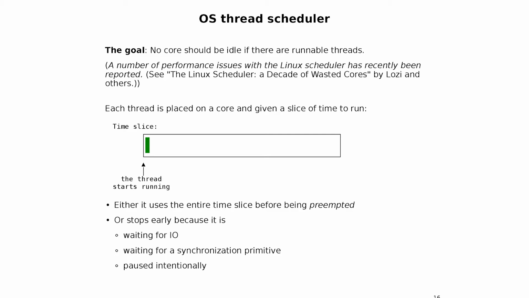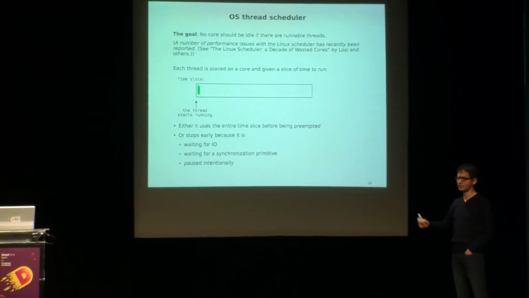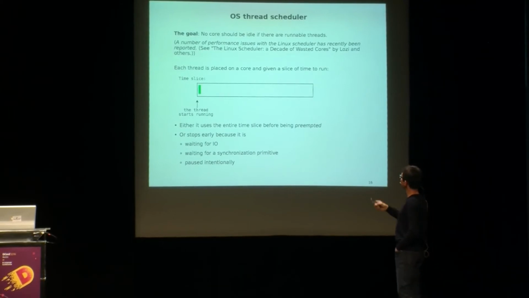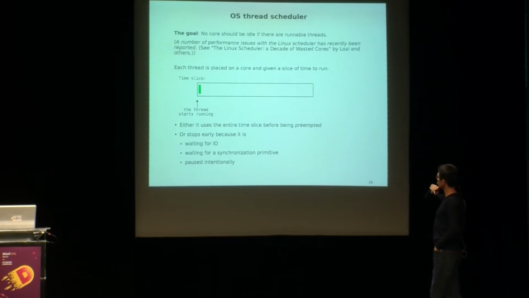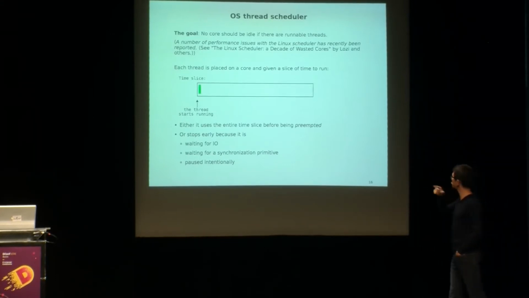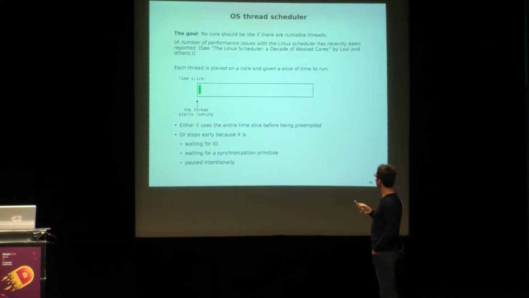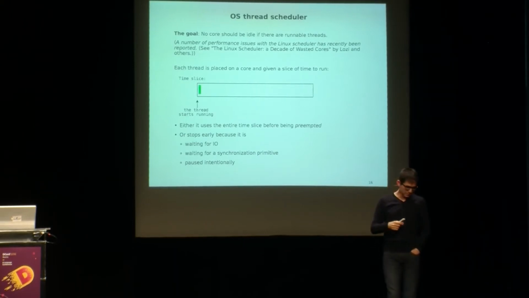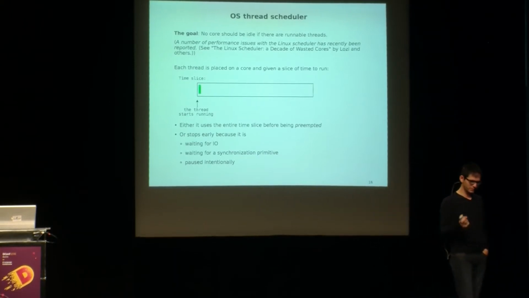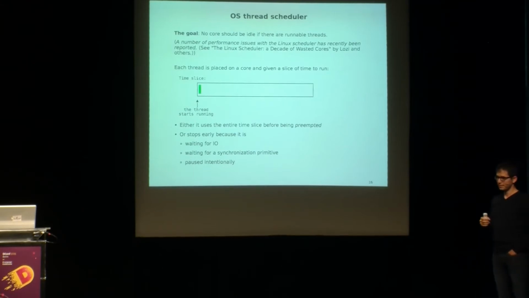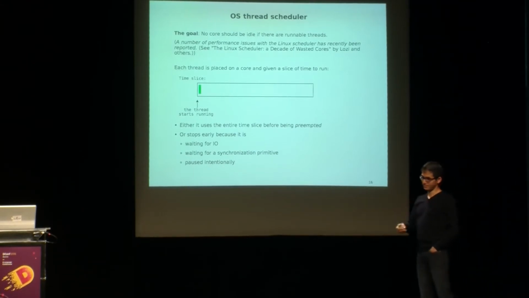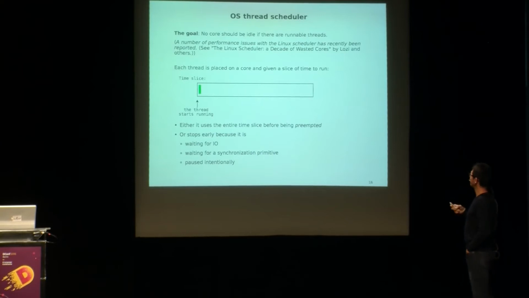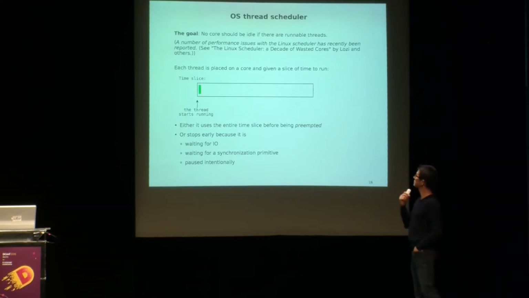So here's the thread scheduler, and the main goal of the thread scheduler is there shouldn't be any idle core on the system. If there are runnable tasks, they have to be put on a core and run as soon as possible. And if you search for that article, The Linux Scheduler, a Decade of Wasted Cores by Lozi and others, they discovered, I think, 3 or 4 issues with the Linux scheduler where some cores were sitting idle unnecessarily, even though there were runnable threads. It's a very interesting read if you're interested in that kind of stuff.